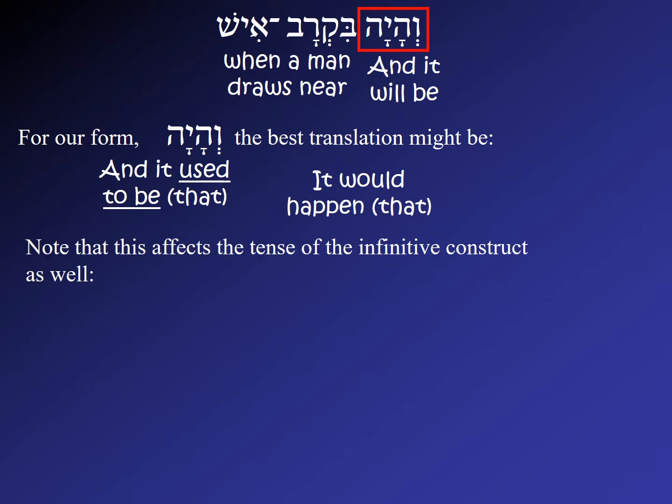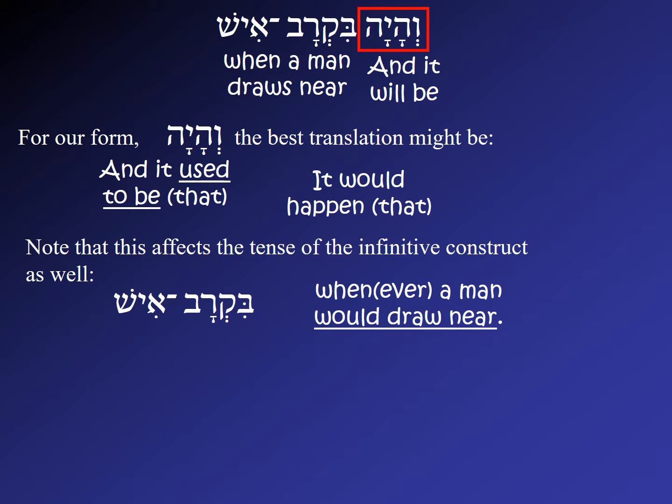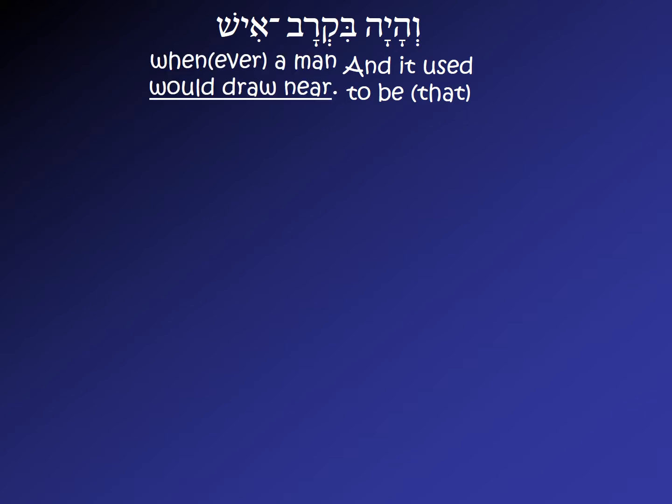So if we translate v'haya this way, it also affects the way we translate our infinitive construct. So bikrov ish would then become whenever a man would draw near. So there's not just one man drawing near, but there's this repeated action of a man drawing near, and whenever that happened, then whatever else in the verse would happen. So we can translate v'haya bikrov ish then as, and it used to be that, when or whenever a man would draw near.